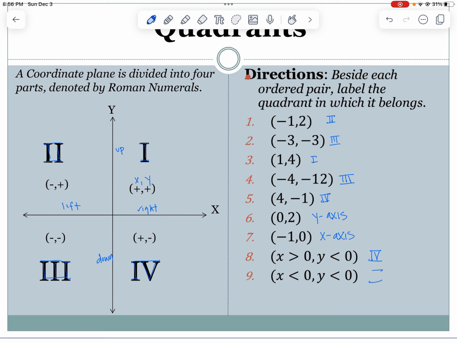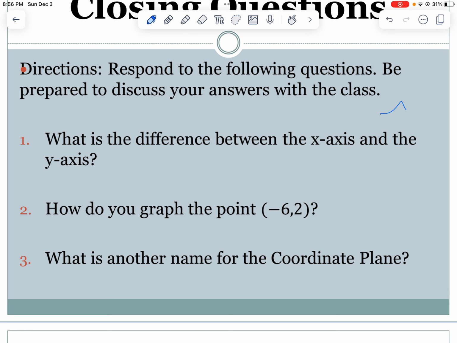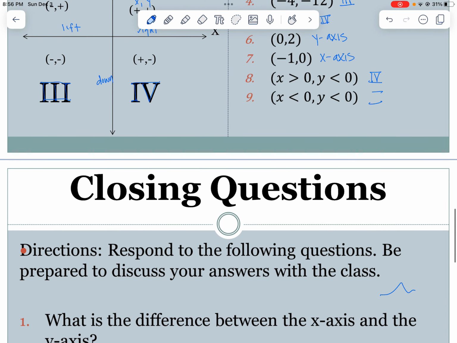Uh-oh, I think my pencil might have died. Okay, so I have a couple of questions to close here. Oh, my pencil didn't die, it just didn't want to work right there.